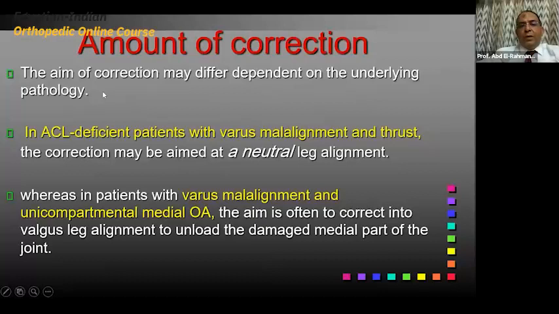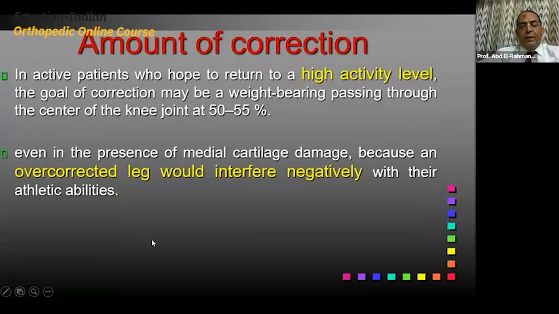Amount of correction. This is also another point of controversy. The aim of correction may differ depending on the underlying pathology. In ACL deficient patients with varus malalignment and thrust, the correction may be aimed at neutral leg alignment. Here you have to do a neutral alignment. While in patients with varus malalignment and unicompartmental medial osteoarthritis, the aim is often to correct into valgus leg alignment to unload the damaged medial part of the joint. And so in patients with ACL deficiency, neutral alignment, but in patients with osteoarthritis, you can shift to the valgus side.